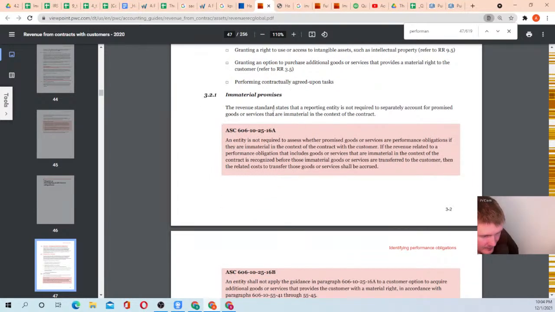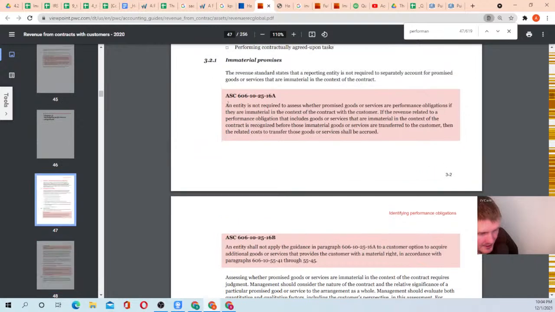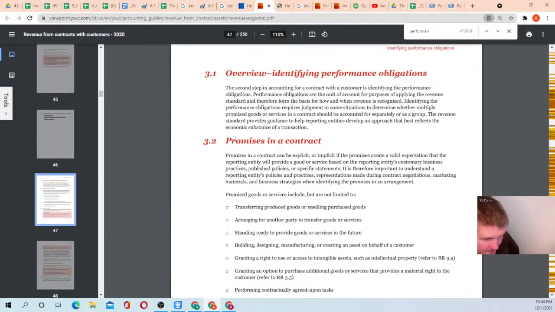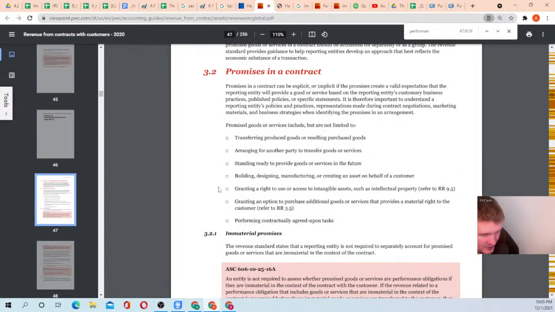And from the beginning they say that we may have immaterial promises, but let's find the definition. So promises in a contract can be explicit or implicit if the promises create a valid expectation that the reporting entity will provide a good or service based on the reporting entity's customary business practices, published policies, or specific statements. It is therefore important to understand the reporting entity's policies and practices, representations made during contract negotiations, marketing materials, business strategies, and so on.